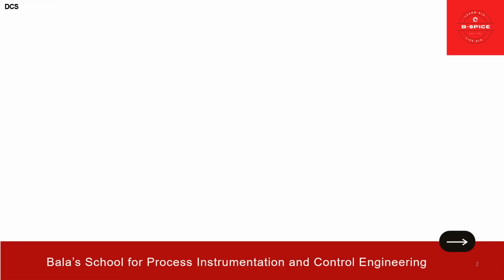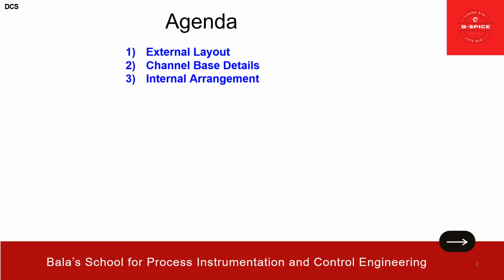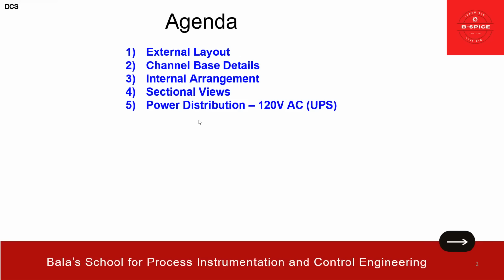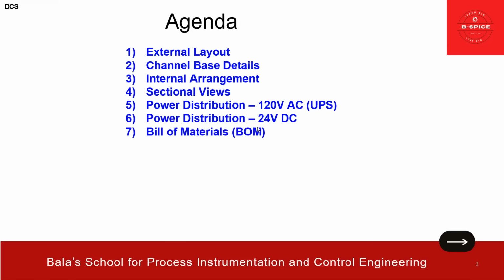One by one. So the agenda is, as usual, we'll focus on the external layout, then channel-based detail, then the main, very important one, the internal arrangement and sectional views, 120 volt AC UPS power distribution, then 24 volt DC power distribution, then bill of material. So these are the agenda for this session.